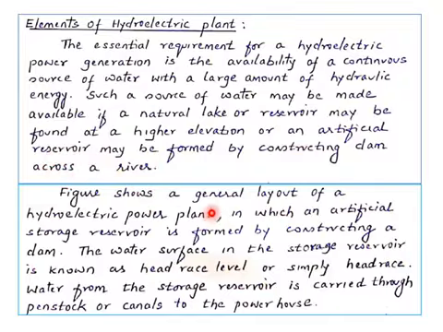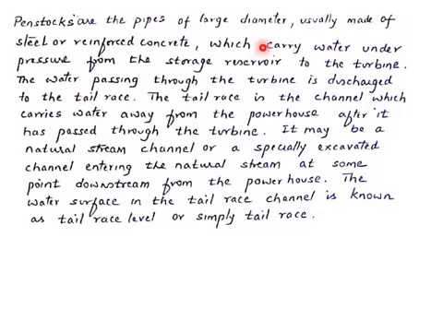Now if you discuss the general layout of a hydroelectric plant, it consists of an artificial storage reservoir which is formed by constructing a dam across a river. When the water is stored on the upstream side, the water surface in the storage reservoir is known as the head race level, or simply the head race, and water from the storage is carried through pipes. Large diameter pipes are also known as a penstock, and these penstocks are pipes of very large diameter, usually made of steel or reinforced concrete, which can carry water under pressure from the storage reservoir to the turbine.